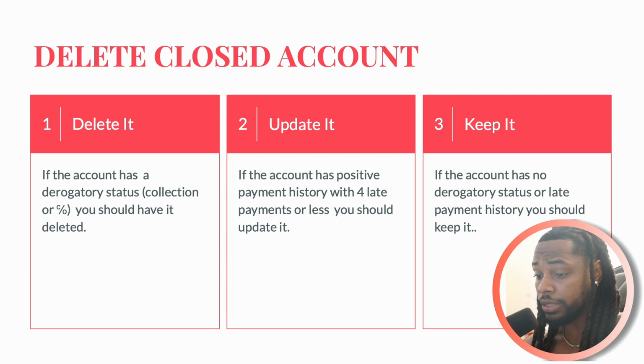Either you need to delete the derogatory collection, delete the derogatory charge off, or if it's late payments on an account that wasn't charged off but was just closed, you want to update that. It doesn't matter if it's an installment loan or a credit card or what have you. If it was closed but not charged off, the only thing you want to do is update those payments if it's not excessive. And then you'll have to decide, like if you have 20 late payments, whether you want to try to update those 2 at a time, or whether you want to delete the whole account.